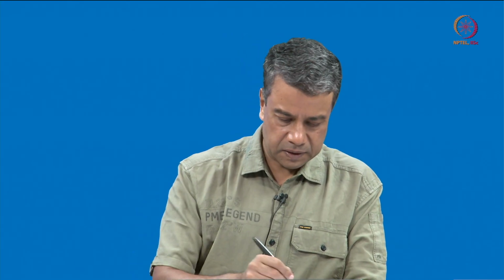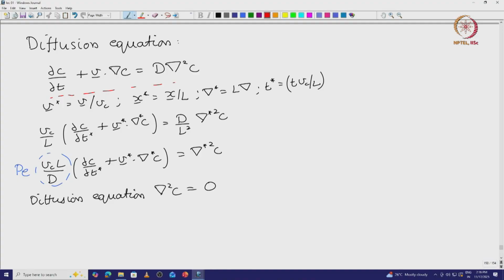In the last lecture, we were discussing the solution of the diffusion equation. The equation for the concentration field or the temperature field is usually written in this form, where the left side contains the time derivative and the change in concentration due to convection.